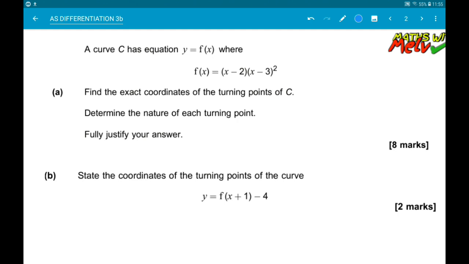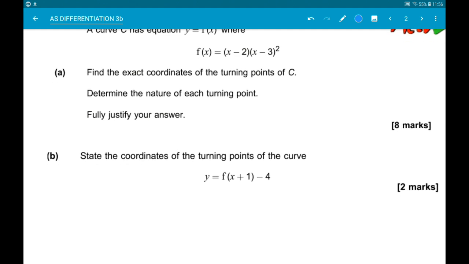x minus 3 whole squared. Determine the exact coordinates of the turning points of C, so the stationary points, and we also want to determine the nature of each turning point.